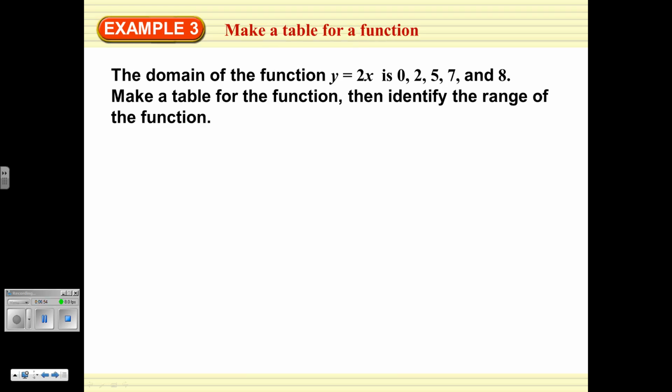All right, moving on. Making a table. This is relatively easy, and I'm going to show you how to do this. The domain of the function. Now here is what we are considering a function. There's our function, y equals 2 times x. And here is our domain. They want us to make a table and then find the range of the function.